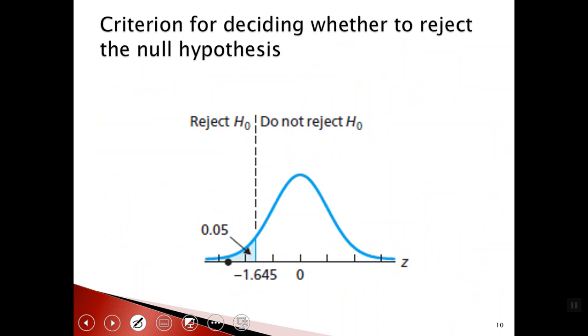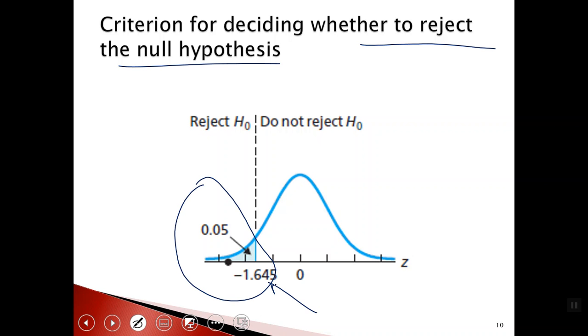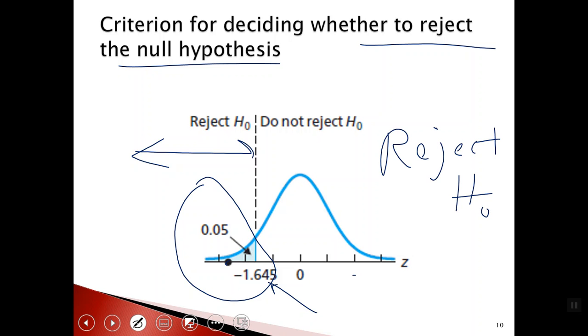I think it's the same picture here, deciding whether to reject the null hypothesis. Your critical value is this one, negative 1.645. Your rejection region is this side. Whatever is inside this region, you reject. So your value is this black dot, it is inside the rejection region, so in this case you have to reject your H naught. Clear? Because this black dot is inside the rejection region.